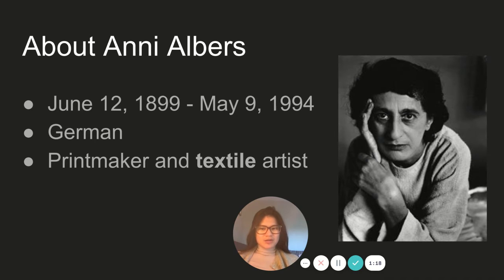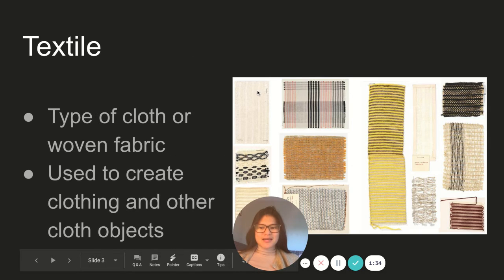Do you know what printmaking is? Think about it like stamps. But today, we are focusing on her textile work. So, what is a textile? Have you ever heard anything like that? Is it a book? Did she make books? No. Textiles are a type of cloth or woven fabric. They are used to create clothing and other cloth objects. You might even consider a rug a textile.